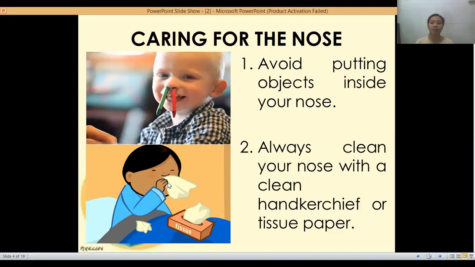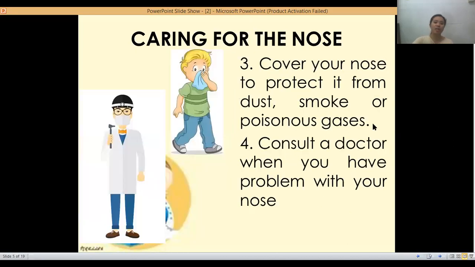Now, how do we take care of our nose? Number one, avoid putting objects inside your nose. Okay, do not do that. Number two, always clean your nose with a clean handkerchief or tissue paper. Okay, it must be clean, not the one that is old already, where you used the handkerchief Monday and then Tuesday you use it again. No. Next, number three, cover your nose to protect it from dust, smoke, or poisonous gases.